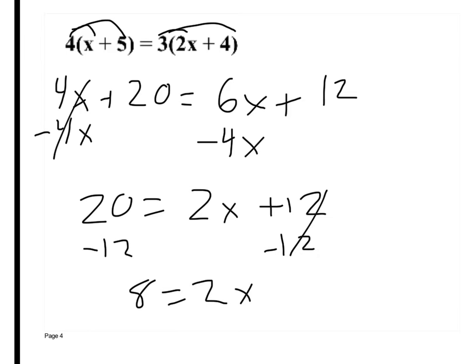My goal the whole time is the x by itself, right? I'm narrowing it down. I have to divide both sides by 2. So x must equal 4, because 8 divided by 2 is 4.